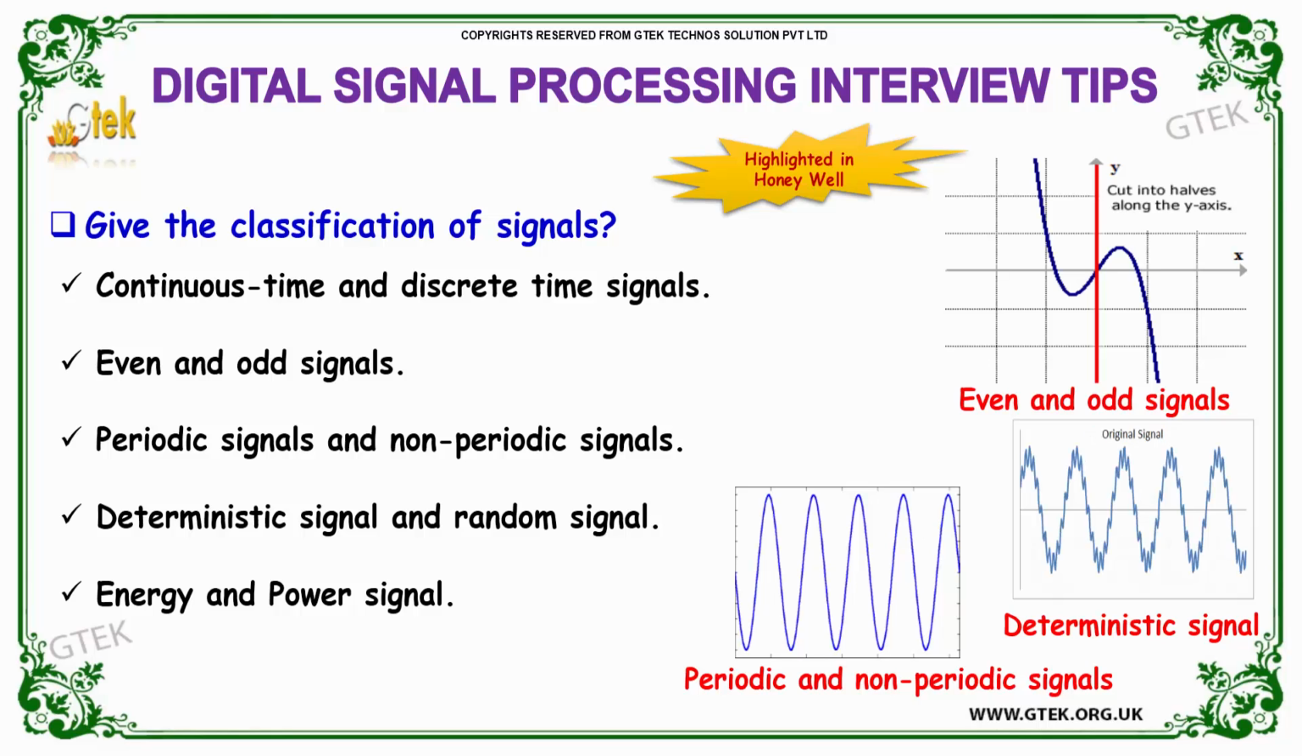Here we go with the next question. Give the classification of signals. The answer is continuous time and discrete time signals, even and odd signals, periodic signals and non-periodic signals, deterministic signal and random signal, and the final one is energy and power signal. So these are the classification of signals in digital signal processing. This was one such question which is frequently asked and highlighted in Honeywell.